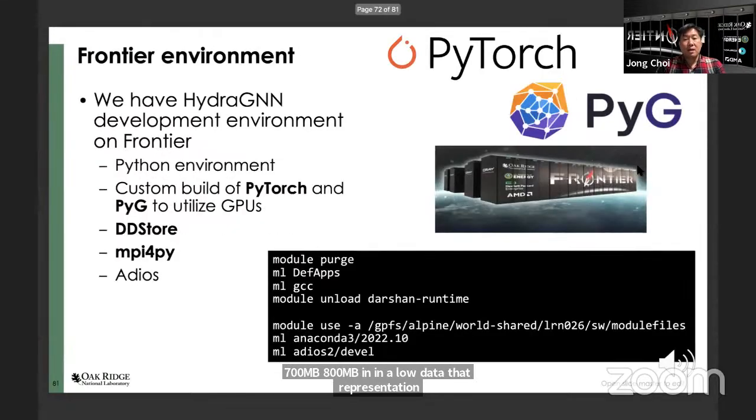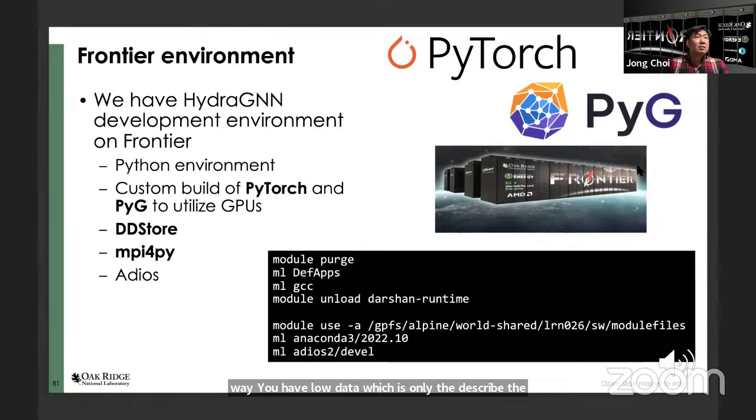Next slide. So in a typical way, you have raw data, which only describes the properties of the graph, and then you have to do pre-processing and convert your raw data to the form for graph neural network training. So we are using a kind of two-step approach. And running this large Hydrogen and training on Frontier, the supercomputer at ORNL, requires a lot of library environment and computing environment configuration.